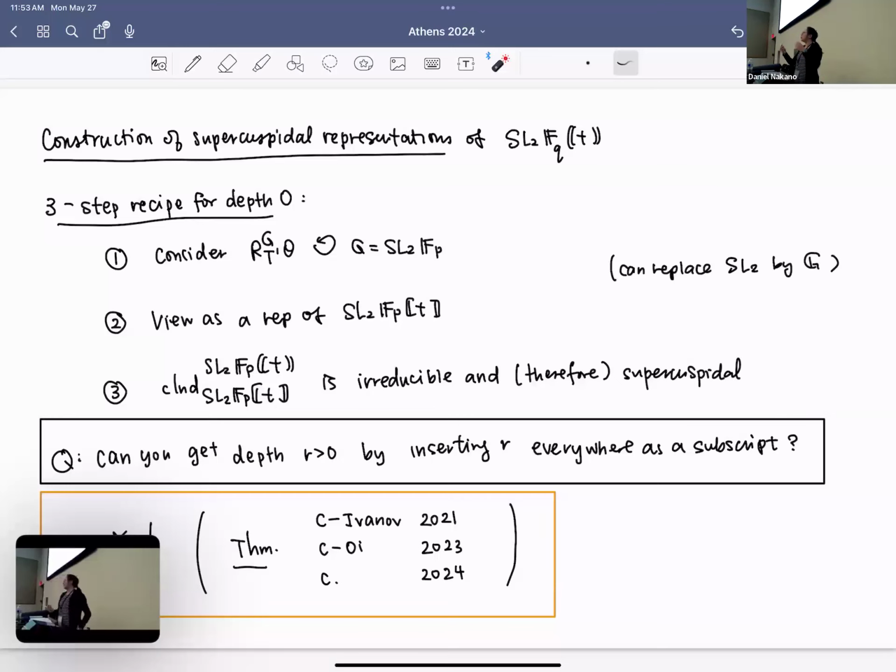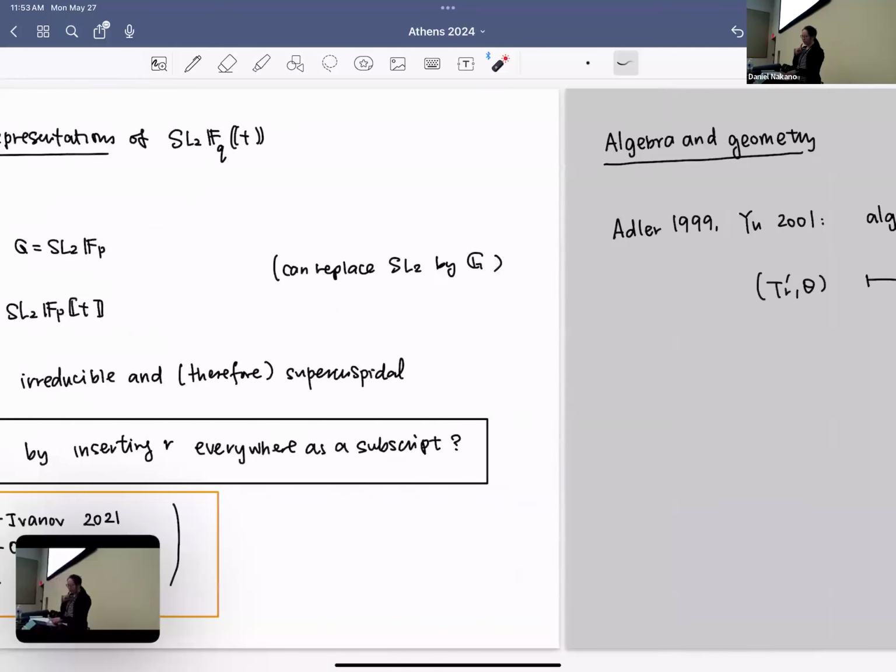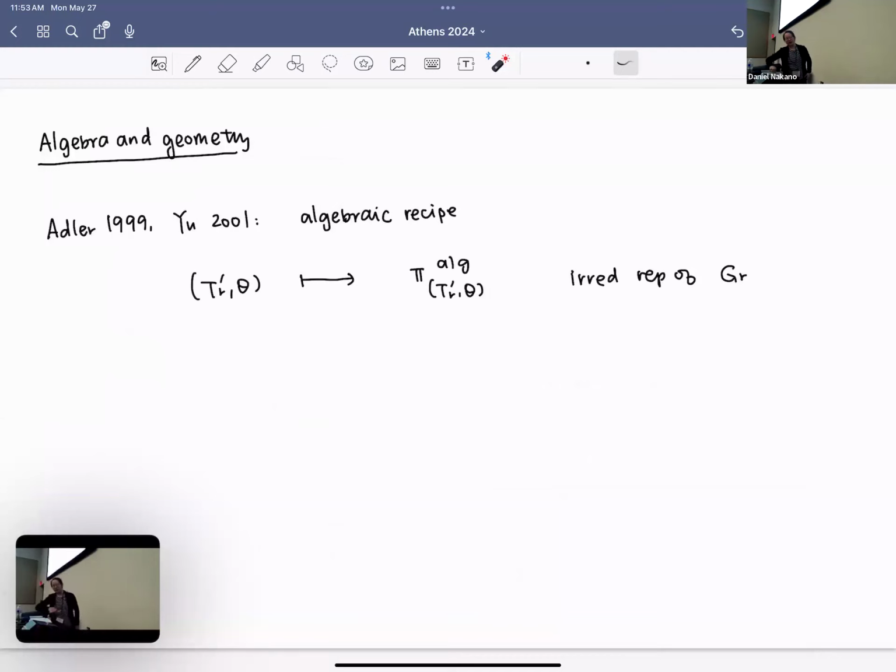is a comparison between two worlds, a world of algebra and a world of geometry. So this is algebra and geometry.